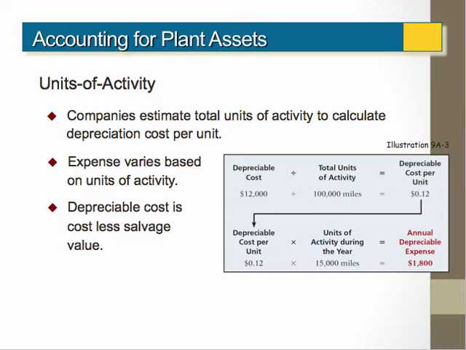minus the salvage value, and then we have to figure out what the cost per unit is based upon the units of activity. So we take the depreciable cost and divide it by the estimated units of activity, 100,000 miles, to get the depreciation per unit, or in this particular case, 12 cents per mile. So then, if the company has driven that truck in this first year 15,000 miles, we would apply the 15,000 miles times the 12 cents to get annual depreciation of $1,800.